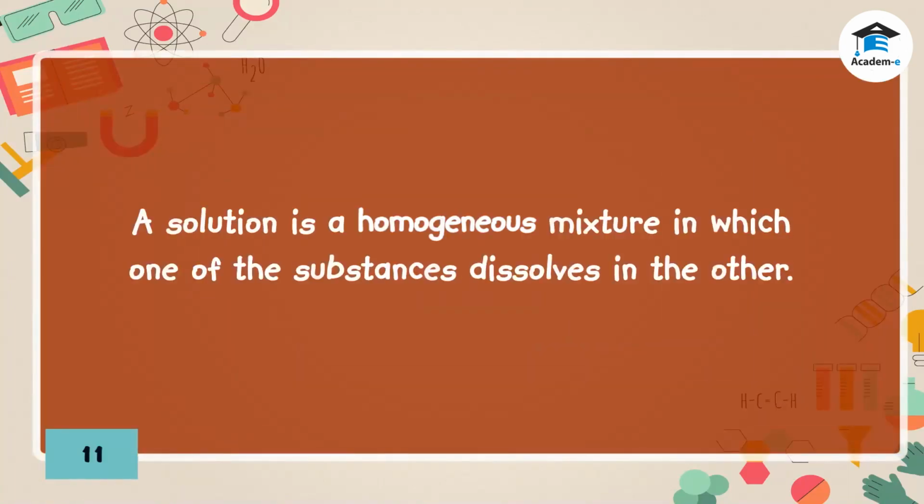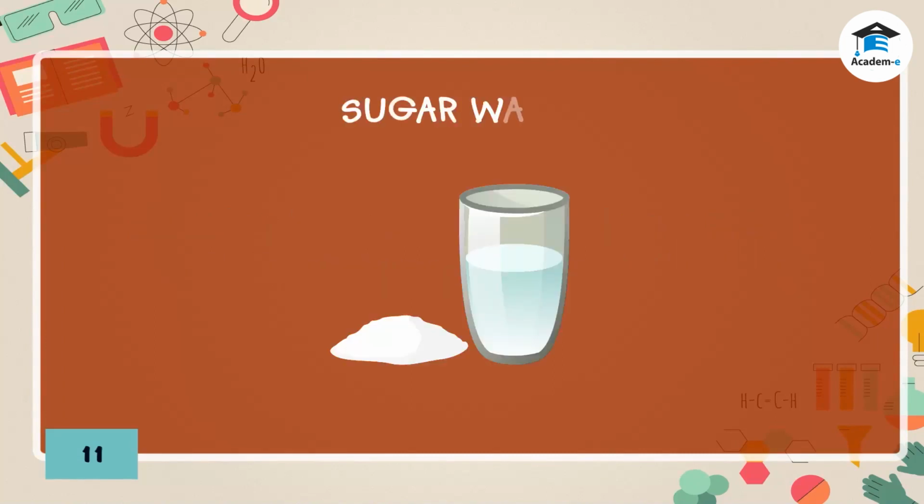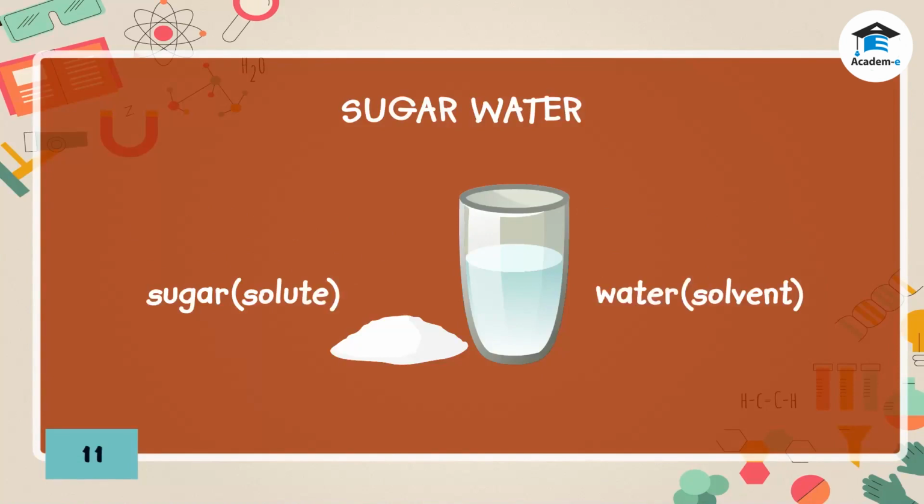Mixtures can also be classified into solution, suspension, and colloid. A solution is a homogeneous mixture in which one of the substances dissolves in the other. The most common solution are liquid solutions. A solute is the substance to be dissolved, while the solvent is the one dissolving the solute.